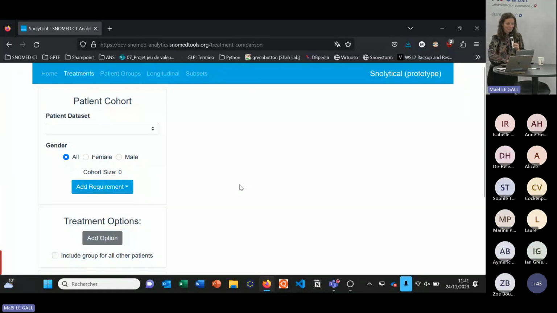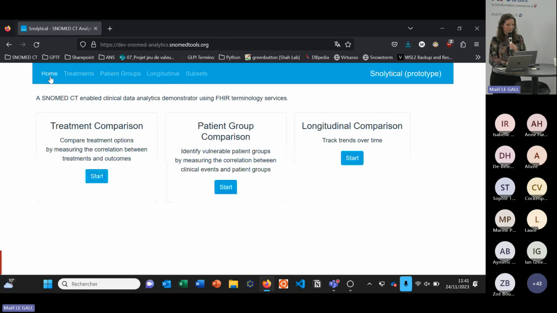Okay, so again, this tool is a demonstrator. It's called Snowlytical, and it's not open for anyone, but the code is available, so you can implement it and play around with it yourself if you're a coder. If you want us to do a more thorough demonstration, we are happy to set up a session, and we also have some recordings of it. There are three scenarios that we show in this tool, and one of them is what I've just been talking about, the treatment comparison.